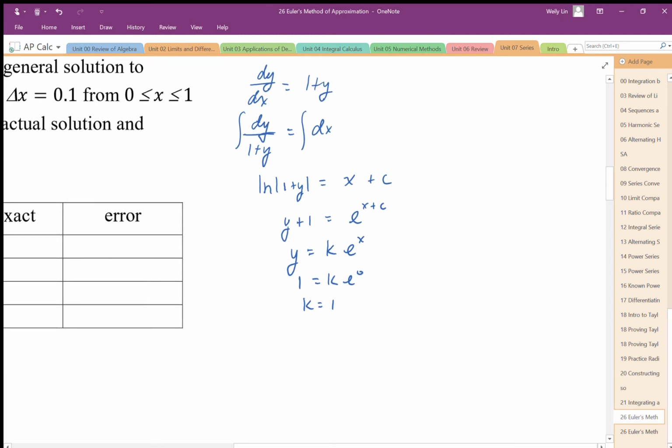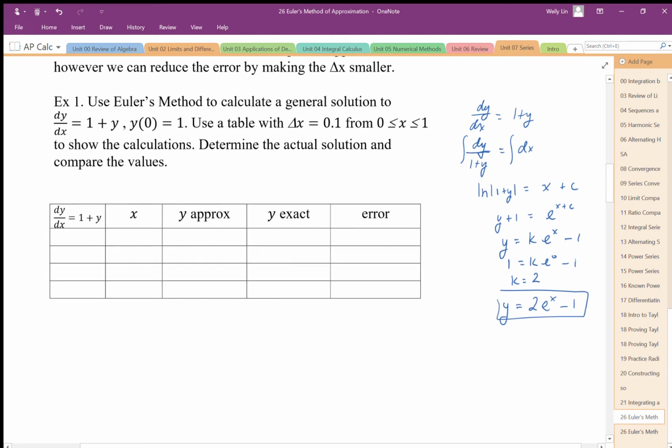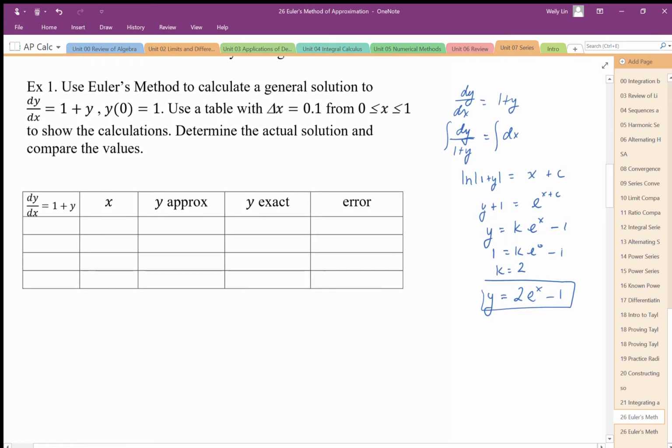So here's the solution to my differential equation. y equals, sorry, I need a minus 1 here, don't I? So minus 1, so k is equal to, looks like k is equal to 2. Okay, so if k is equal to 2, then my differential equation solution is y equals 2e to the x minus 1. So there's a solution to my differential equation. Okay, so there's our general solution. That's the exact solution. We're going to apply Euler's method now and compare that to that.